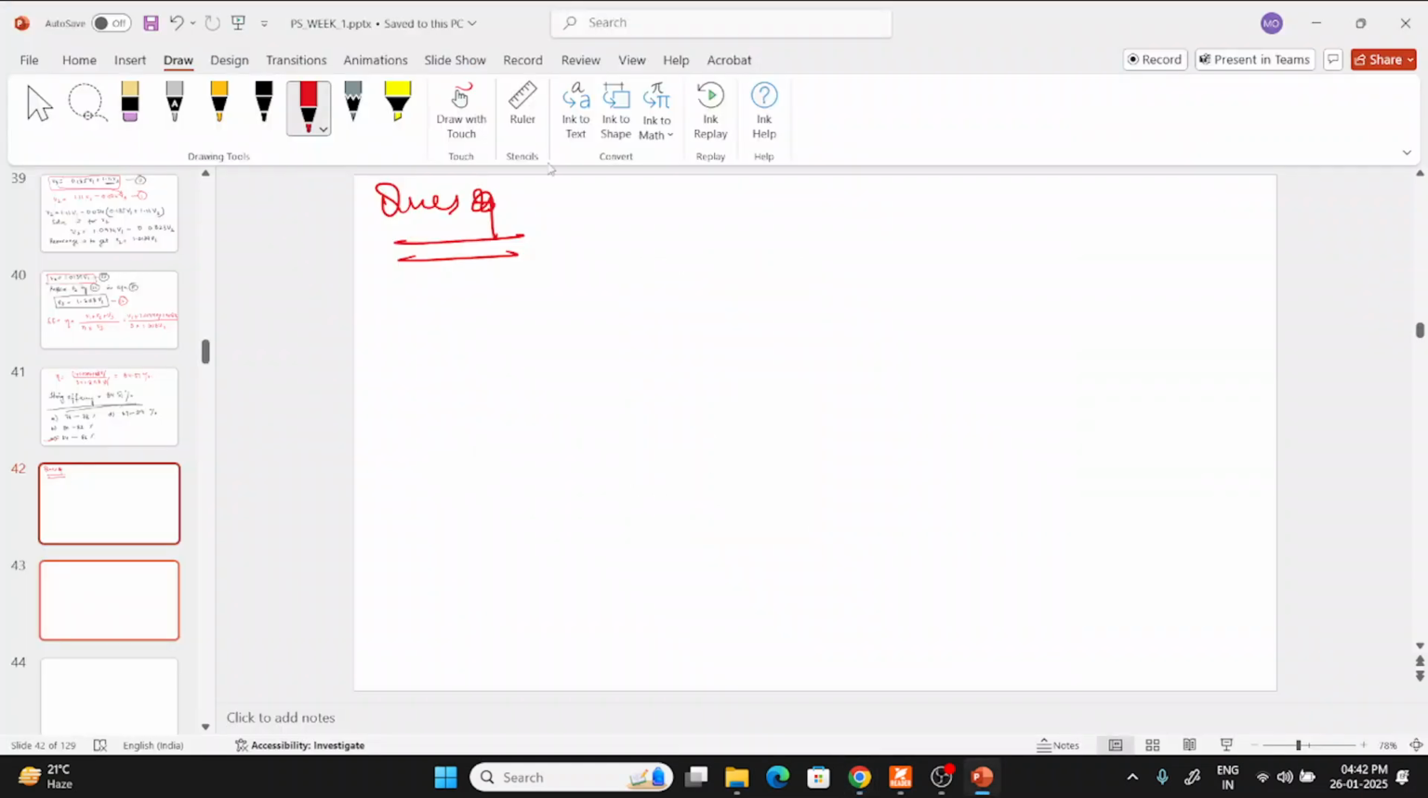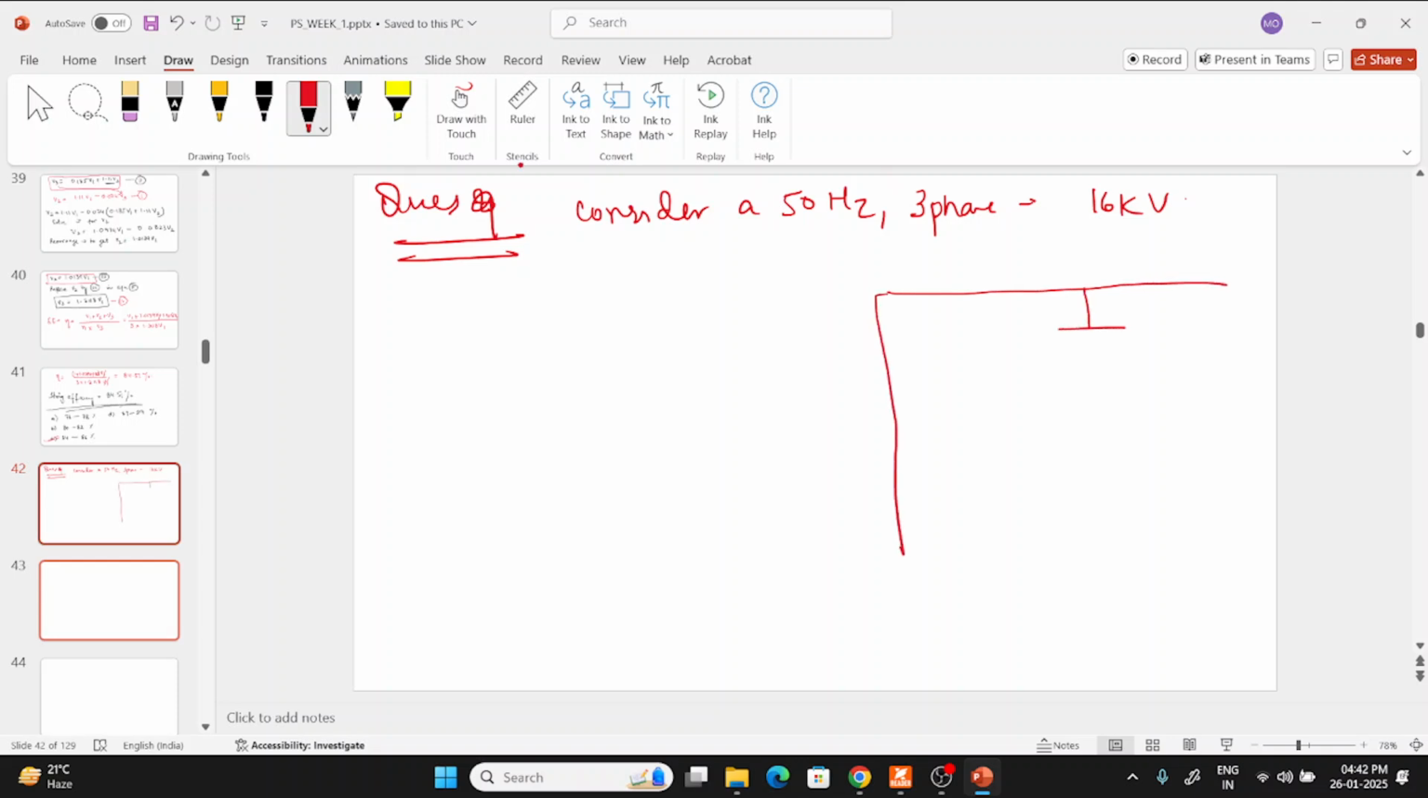So basically, in the question, they have considered a 50 hertz three-phase system. I hope you understand that. Three-phase 60 kilovolt distribution system. Okay, it is like this. The diagram I will draw here. You can go through the question in your assignments. I will solve it here. The question is given like this.